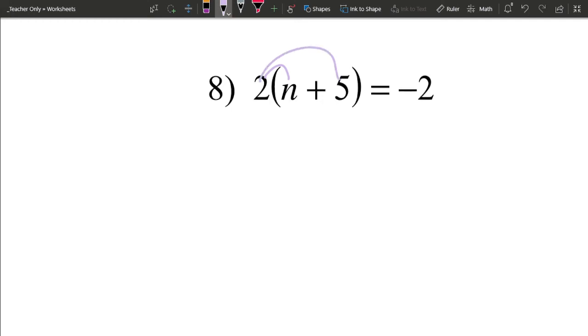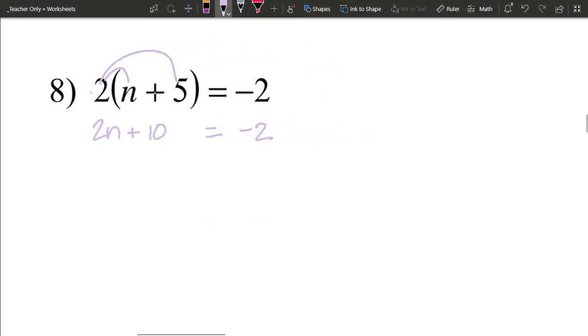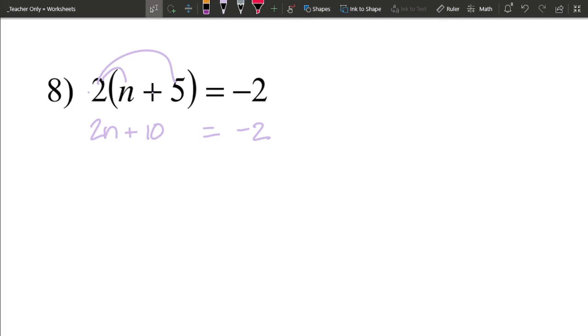So I'm gonna have 2 times n is just 2n. Both of them are positive, stays positive. Then positive and positive is plus. 2 times 5 is 10, equals -2. Okay, so now I have a simple equation. Now in this one, I'm gonna do it both ways to show you a comparison, the long way and the faster way, okay? Just so that you can see the difference. Hopefully this video is gonna make a little more sense.